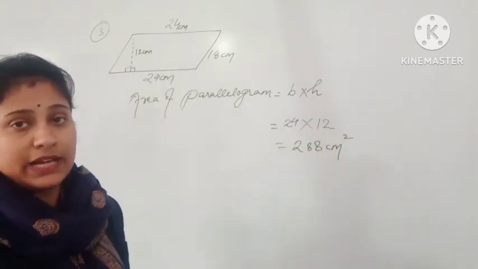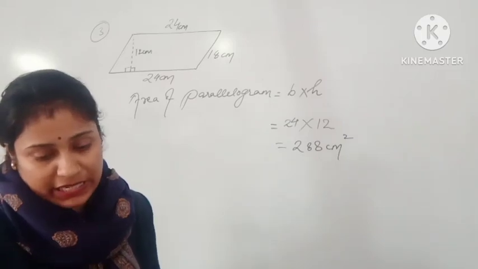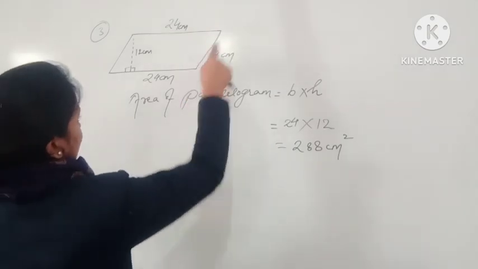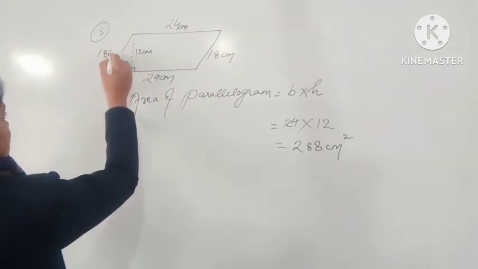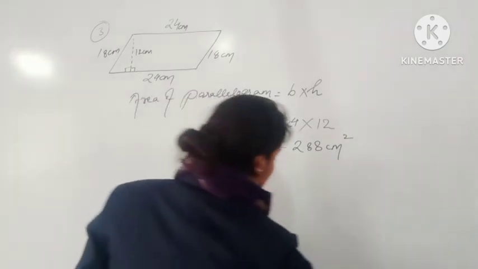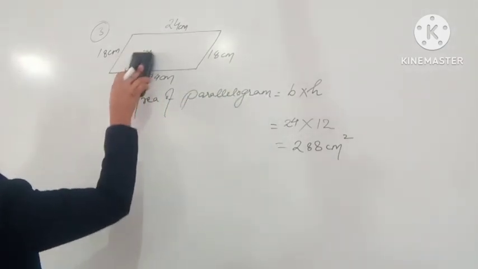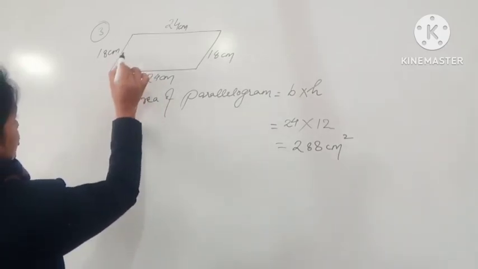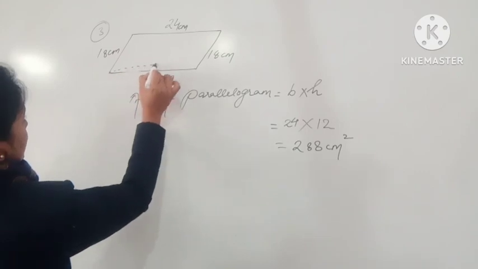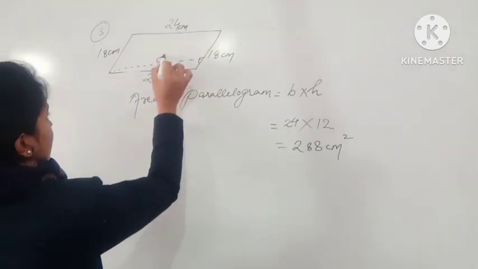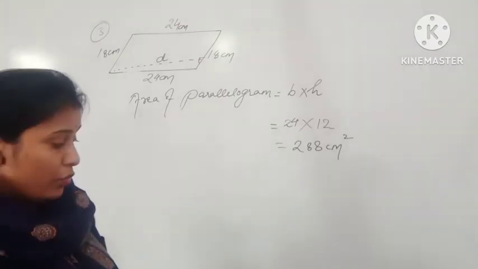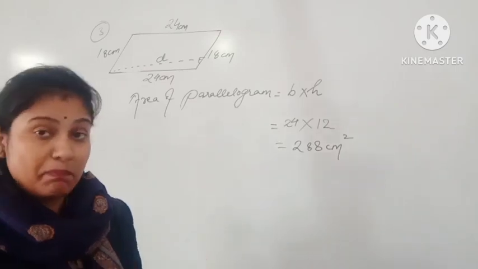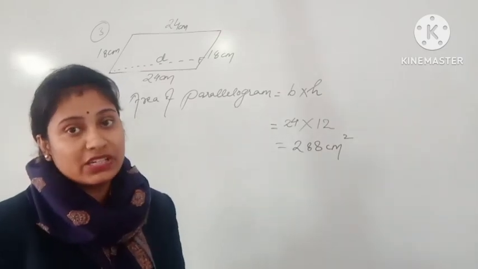Now, further it is asking to find the distance between the shorter sides. The shorter side has the dimension of 18, so this will also be 18 centimeter. Let me rub this one. Now let us consider that the distance between these two shorter sides is D. Whether we consider the distance between the two longer sides or the shorter sides, the parallelogram is the same, so obviously their area must also be the same.